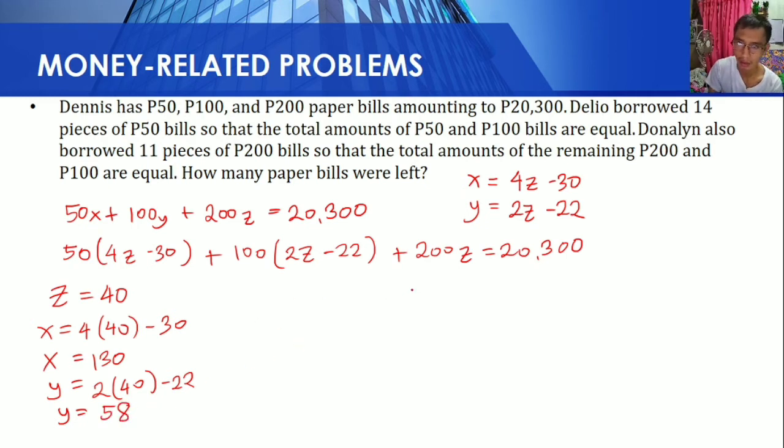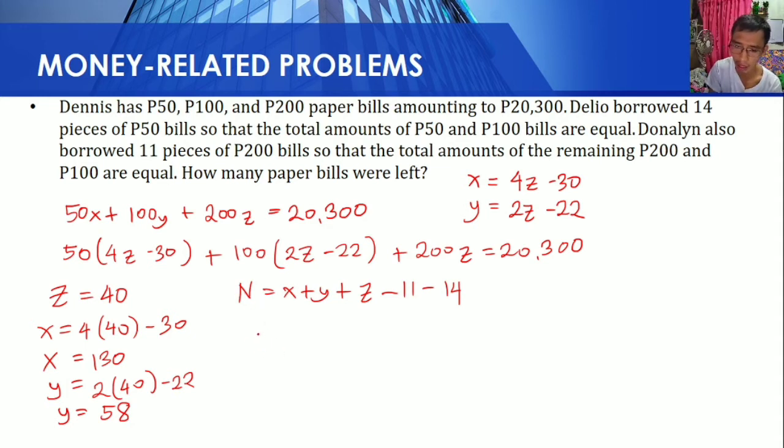Ayan. So sabi niya, how many paper bills were left? So para makuha natin yung total paper bills, so pag-aadin lang lahat natin ito. So yung number ng paper bills is equal to x plus y plus z. Sabi na doon, how many paper bills were left? So kung ilan yung natira, so yung minus natin yung 11, tsaka 14.